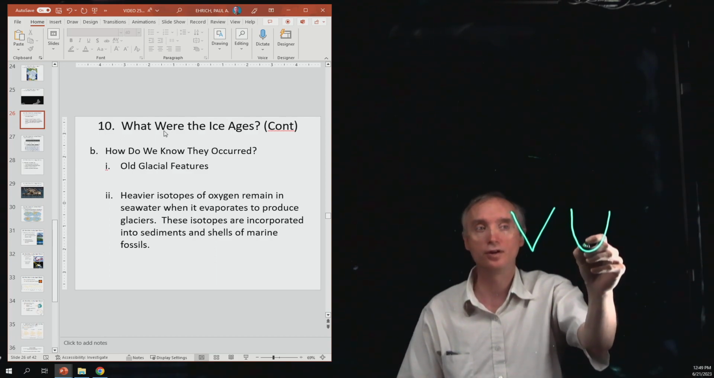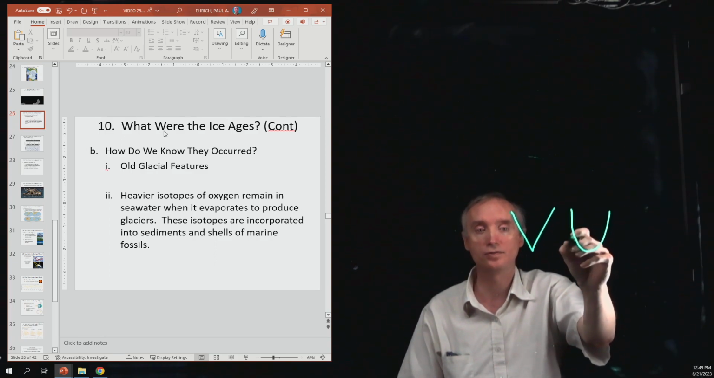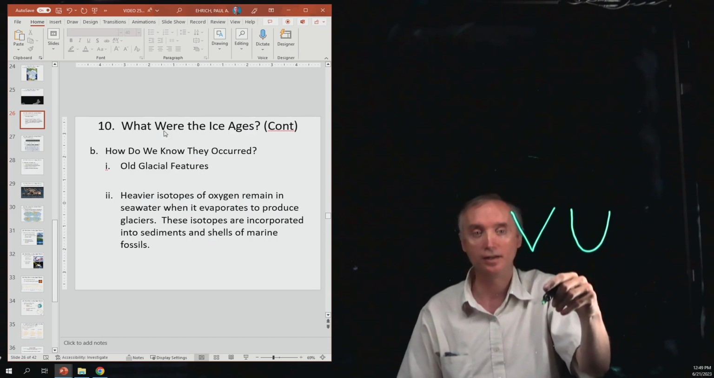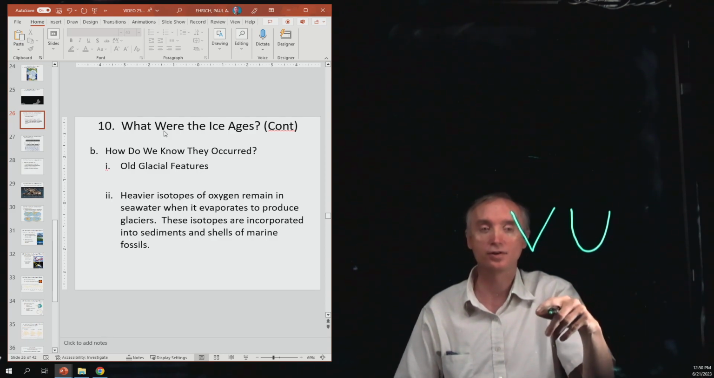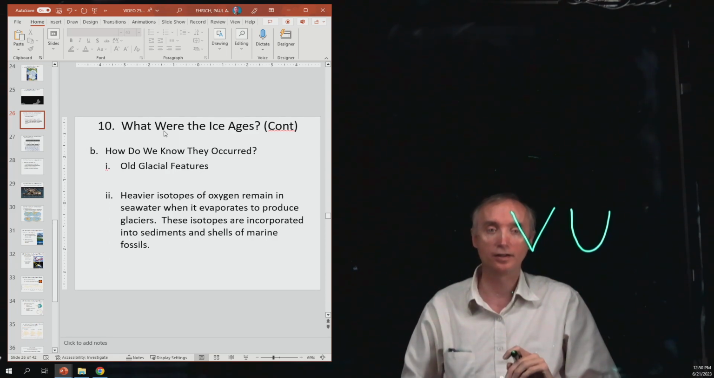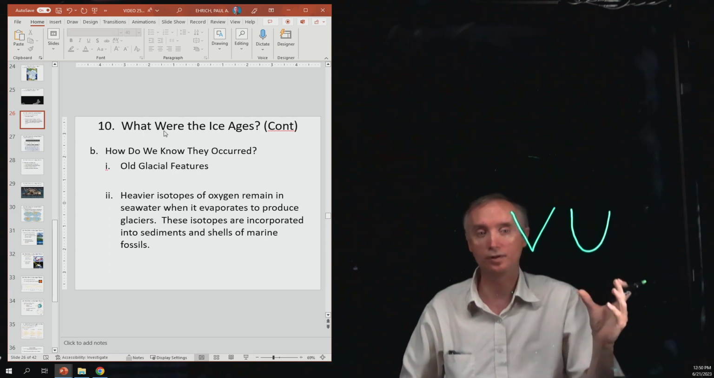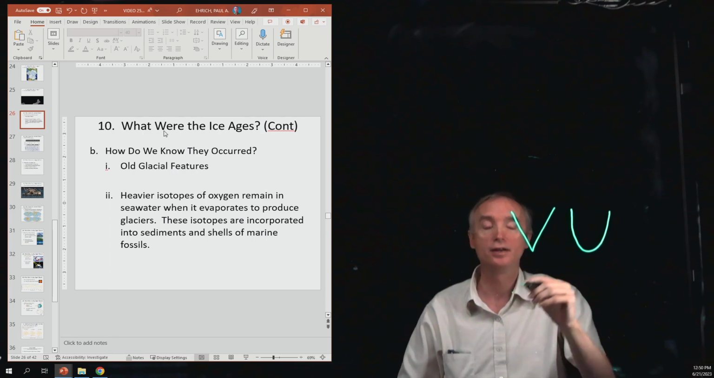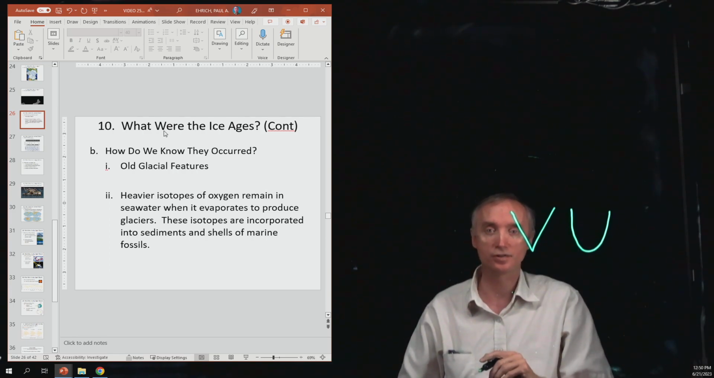Another thing that you're going to notice in these valleys is that there are piles of debris in the middle of the valley. That is a moraine. It was material that was pushed down the valley by the glacier, and then when the glacier retreated back up the valley, it left behind that material. So, old glacial features.